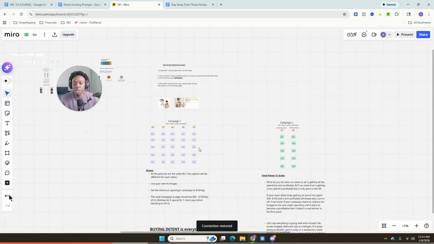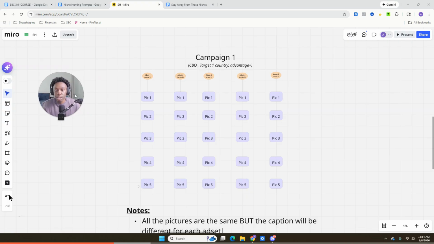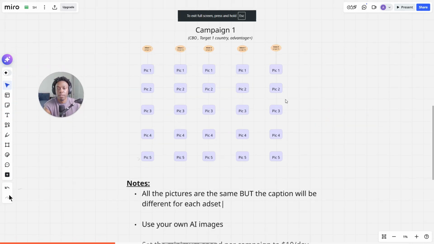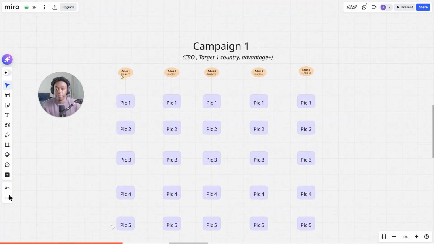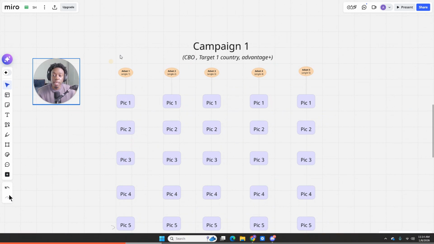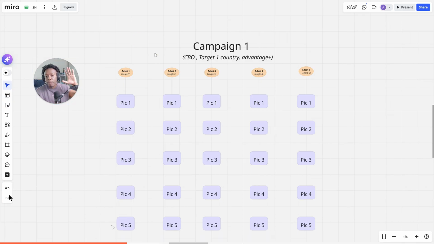So a visual representation of how we actually set up the campaign is as such. As you can see here, we'll have the CBO campaign. I always like to target one country and leave the targeting broad. I'm never going to touch the interests at all. We're actually going to create 5 different ad sets under that same CBO campaign. And using deep research, we're going to find the 5 most likely angles to convert with the product that we've selected.